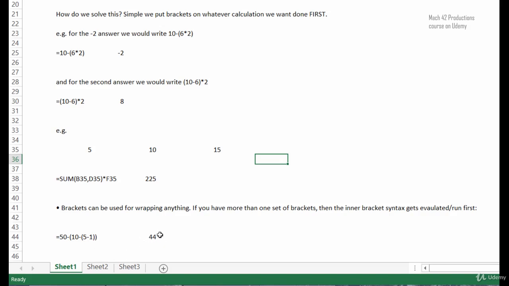So let's break that down. So this is the inner bracket here. So that will get evaluated first. So 5 minus 1 equals 4. Then we go on to this bit here. So we go 10 minus, the result of this was 4. So it's 10 minus 4, which is 6. Then 50 minus this result, which was 6, gives us 44. So that's how it works, folks.